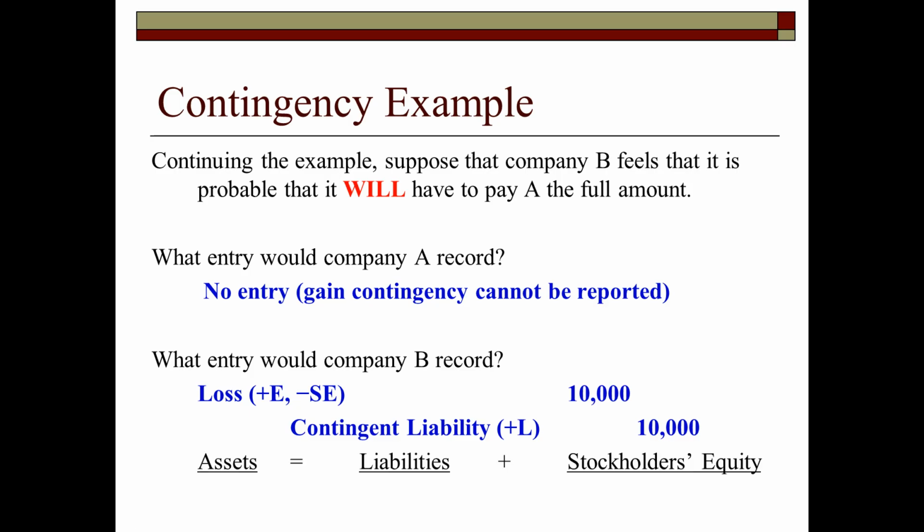On the basic accounting identity, we could see that liabilities go up and stockholders' equity goes down by a similar amount because of the loss here, which reduces stockholders' equity. So everything zeroes out on the right side. This is a valid entry.